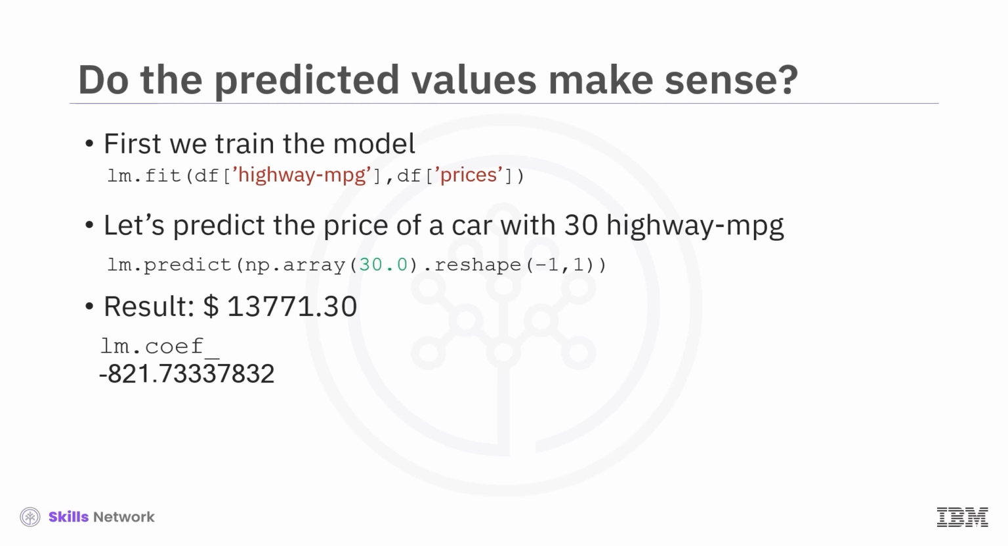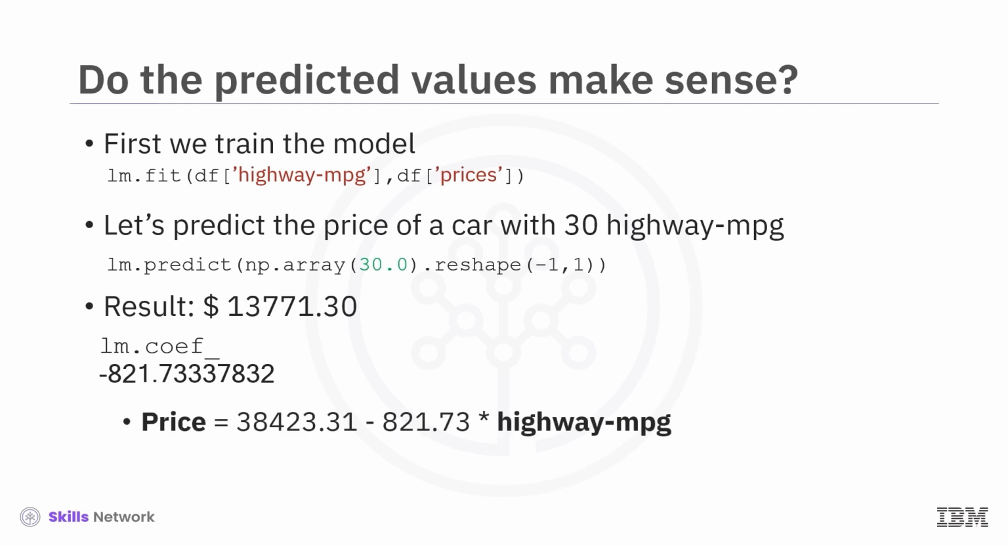We can look at the coefficients by examining the coef_ attribute. If you recall, the expression for the simple linear model predicts price from highway miles per gallon. This value corresponds to the multiple of the highway miles per gallon feature. As such, for an increase of 1 unit in highway miles per gallon, the value of the car decreases approximately $821. This value also seems reasonable.